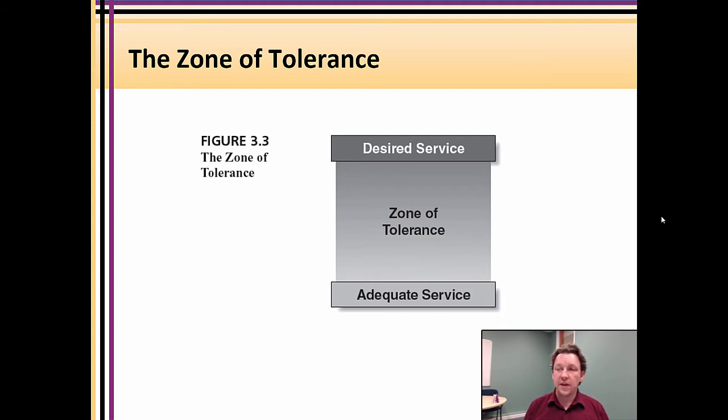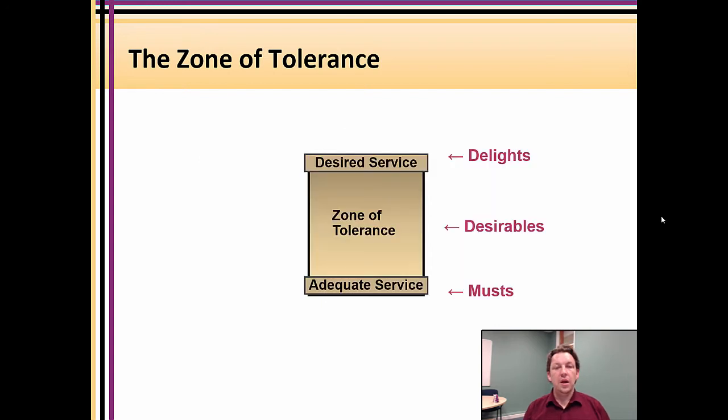So the zone of tolerance factor means that services are also, because they're inconsistent, heterogeneous, and intangible, you have a bit of wiggle room. You have a bit of room where, as a customer, you are thinking, well, yeah, it was okay, or yeah, it was great. So built into this are the 3 concepts of the must, the desirable, and the delight. Adequate service has the basic components, the must need, the must meet. It cannot go below these and still be adequate.